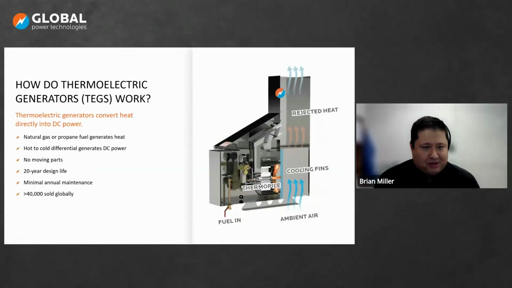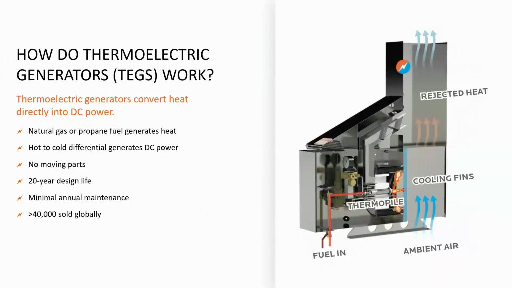So how do thermoelectric generators work? Looking at the diagram here, they take natural gas or propane fuel and go into a burner, and it generates heat. So you can see it basically uses the Venturi effect to the burner, which draws in air, generates a lot of heat, and then you have a hot side and a cool side on the thermal pile. So the hot side to the cool side has heat flux that generates DC power. That heat goes to the cooling fin, and we have a duct system which allows ambient air to be drawn through the cooling fins and up as rejected heat.